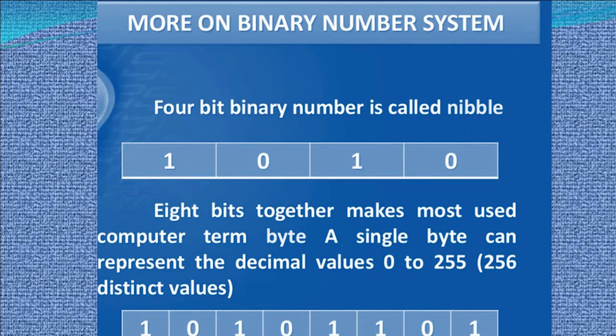Now 4 bits of a binary number make a nibble, and 8 bits make up a byte. As you can see, there are 4 digits here, so there are 4 bits here. This is a nibble. There are 8 bits here, so this is a byte.